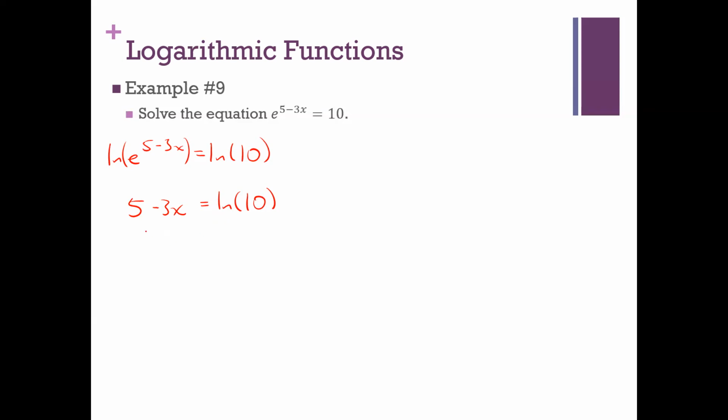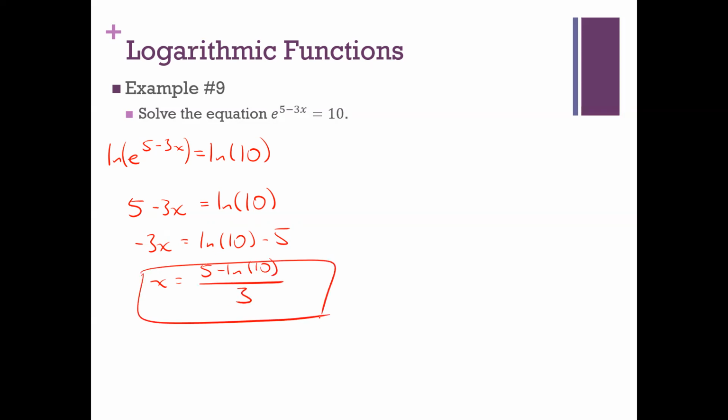From here, hopefully it doesn't seem too scary anymore. I got negative 3x equals natural log of 10 minus 5. And x equals 5 minus natural log of 10 over 3. Any questions here? Go ahead, Thomas.